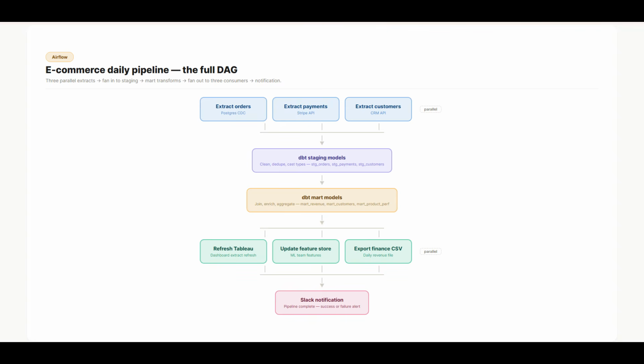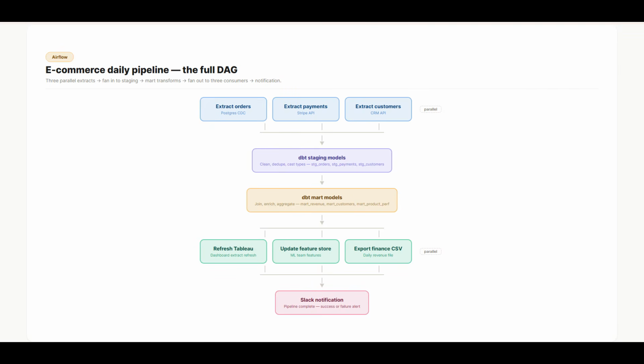A typical daily pipeline for our e-commerce platform might look like this. 3 extract tasks running in parallel, pulling from Postgres, Stripe, and our CRM. Then they all fan into a staging transform task that runs dbt staging models. Then a mart transform task that builds the business layer tables. Then 3 load or publish tasks fan out.